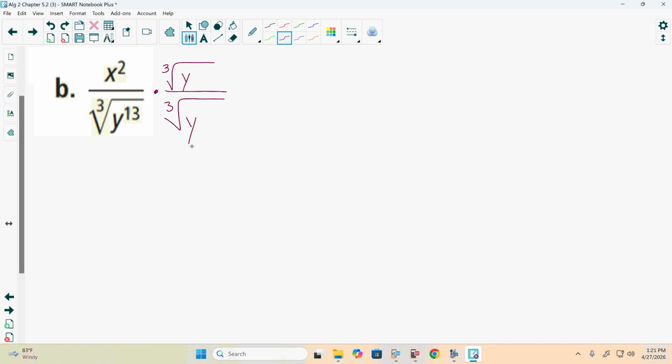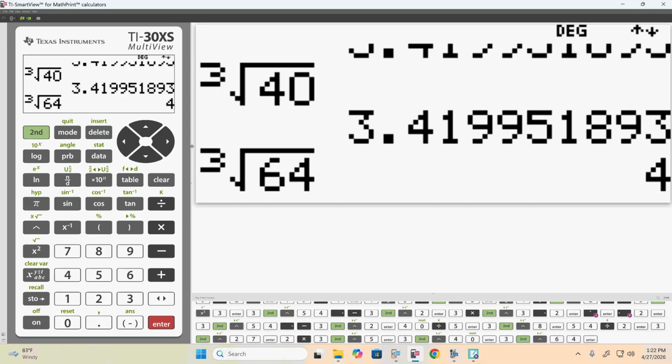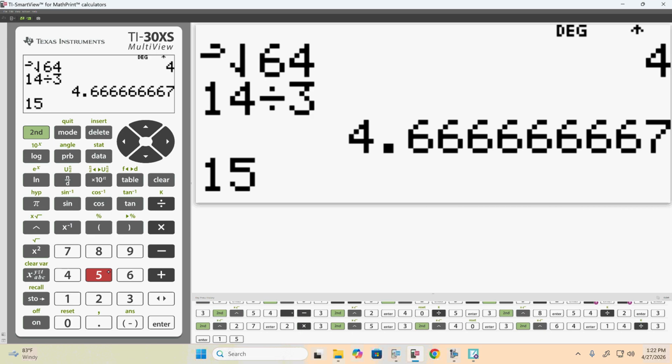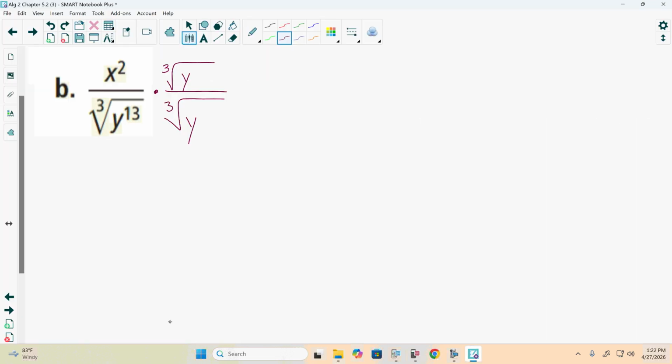However, let's just make sure. So 13 is our exponent, our power. We need it divisible by 3. What is the next number after 13 that divides by 3? 15, because 14 does not. 15 does, so that tells us we need how many more y's? 2.